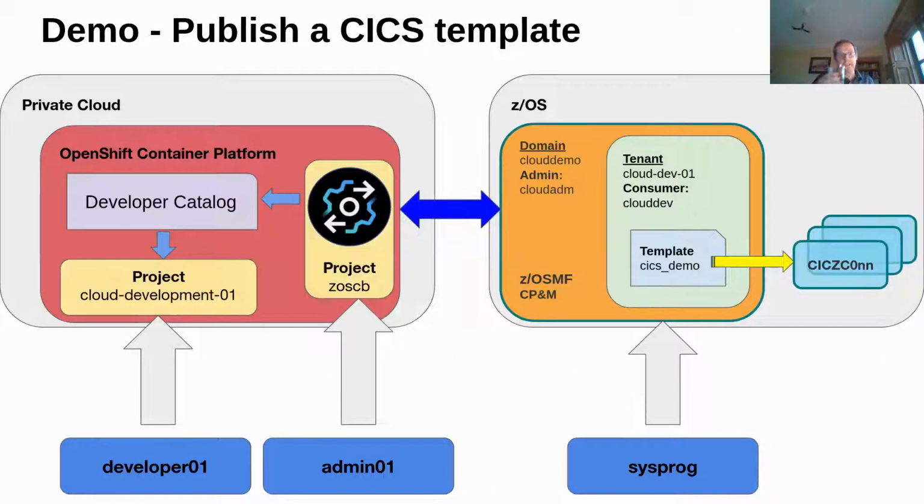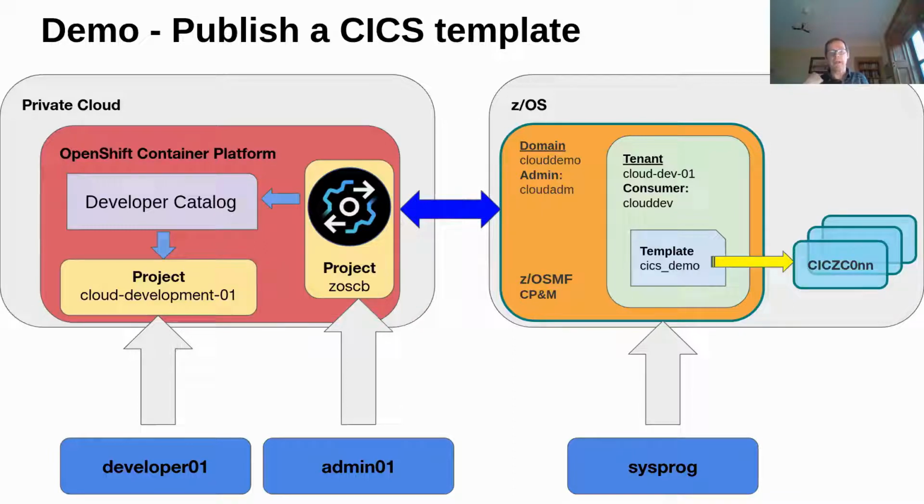So shortly we'll start the demo. But just to give you an overview of what we're going to go through, we'll start on the right-hand side. So the systems programmer will sign on to z/OSMF, and the cloud provisioning and management function of z/OSMF essentially provides three main resources which the systems programmer will configure. It provides something called a domain.